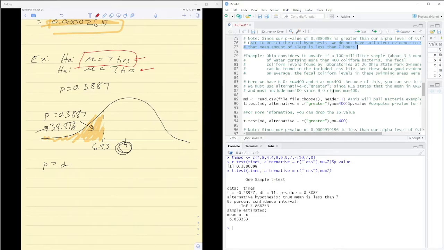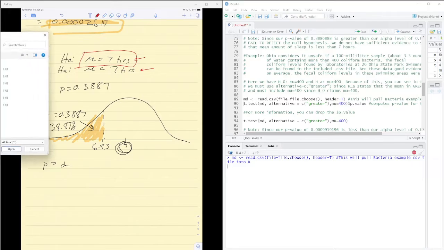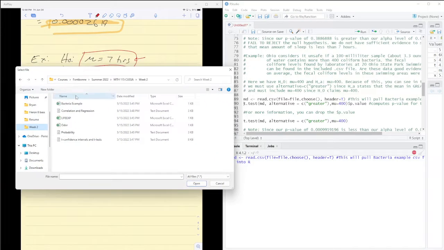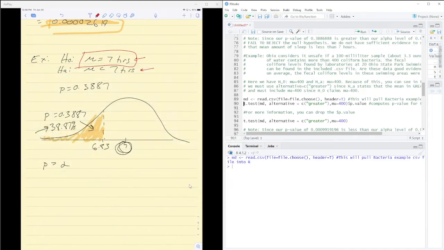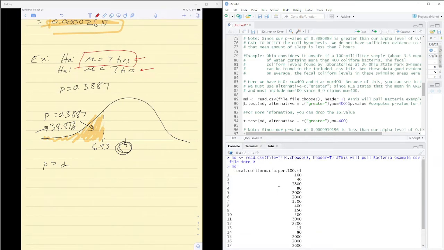And now we have an example where we're going to pull in a data set. This is going to come from the bacteria example data set that we can read in. I'm going to go ahead and run that, and a window is going to pop up where you can pick your data set. And now it is in there. So we have all this data here.